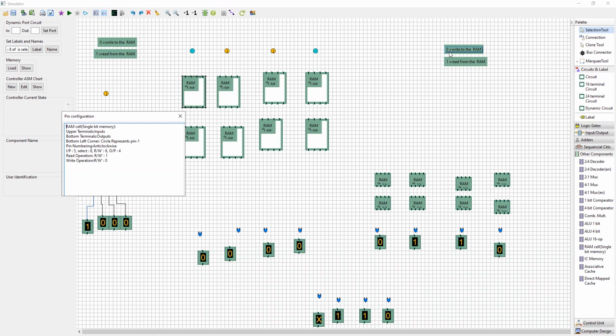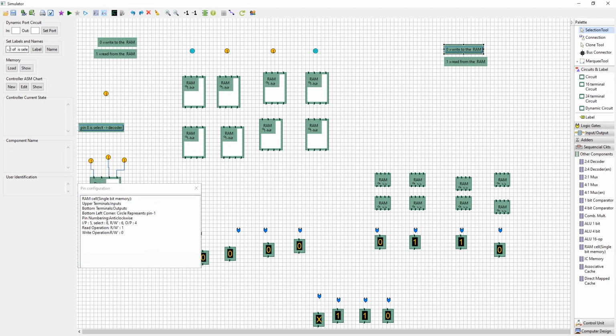You observe here, if you keep pin number 6 to 0, then it works as a write to the RAM. If you keep pin number 6 to 1, then it is a read from the RAM. It is a read from the RAM. This is very important. You need to be very careful about these operations, read and write operations.